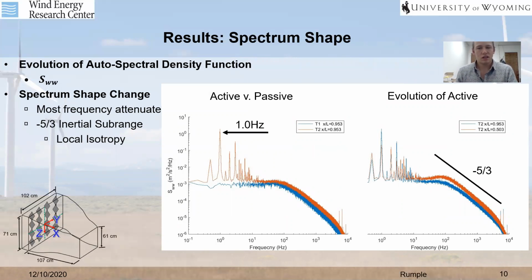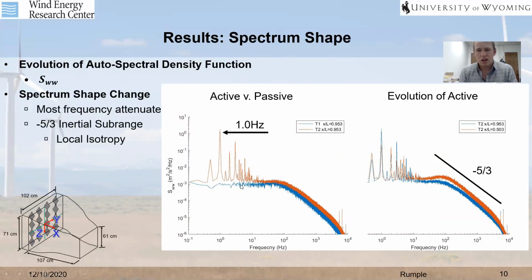Now further, we're going to dissect those components by briefly looking at SWW. SWW is just representative of SUU. They all essentially had the same shape and the same behavior. We're going to look at first active and passive. Blue here is for the passive case, and red again is for the active case. You can see that for the active case, we're able to inject energy at these larger scales or slower frequencies, noting that 1 hertz is the driving frequency of the grid, and you do see that. These locations are just at the end of the contraction.